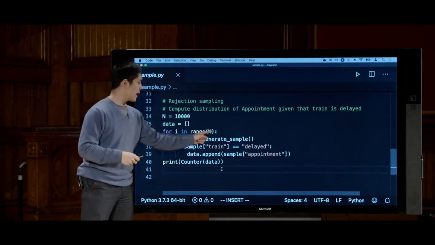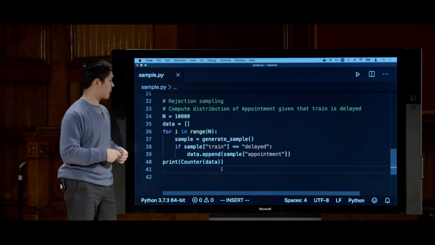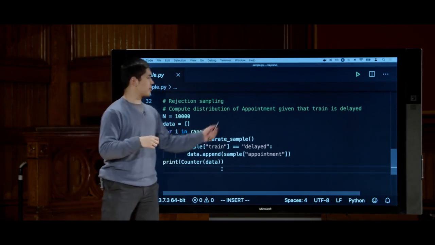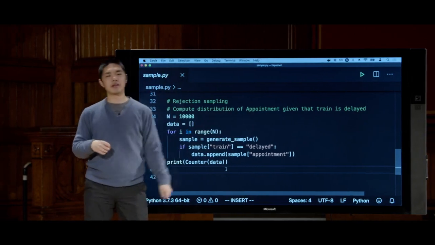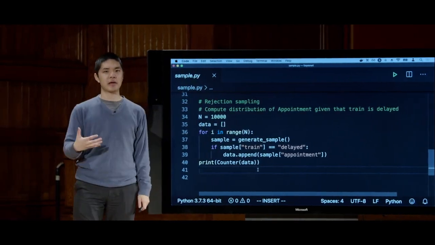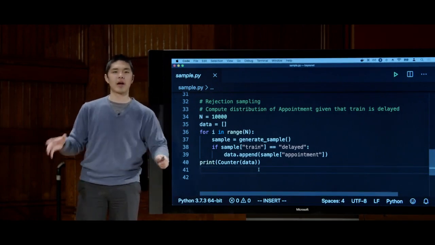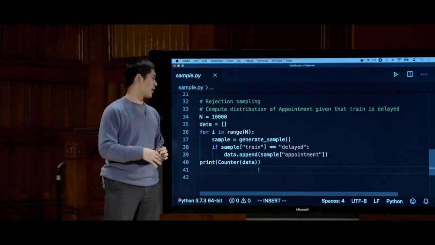I'll go ahead and loop n times, in this case 10,000 times. I'll generate a sample, and I want to know the distribution of appointment given that the train is delayed. So according to rejection sampling, I'm only going to consider samples where the train is delayed. If the train's not delayed, I'm not going to consider those values at all.